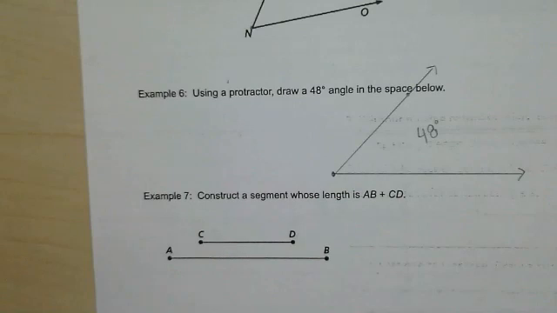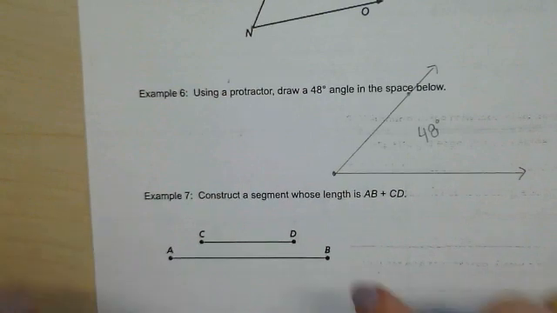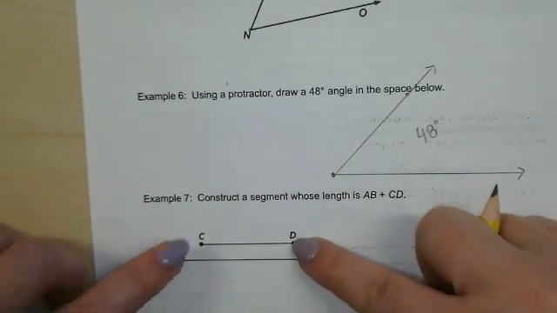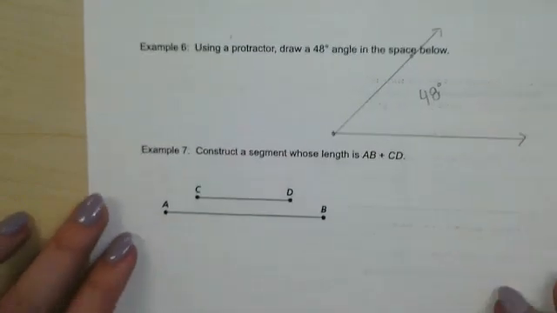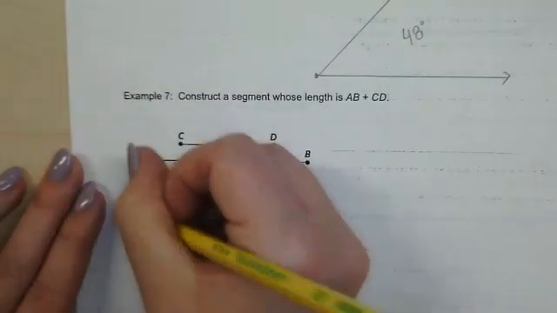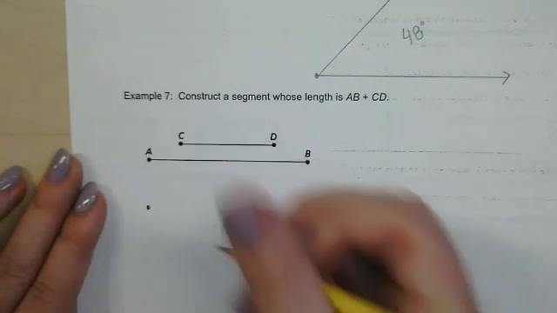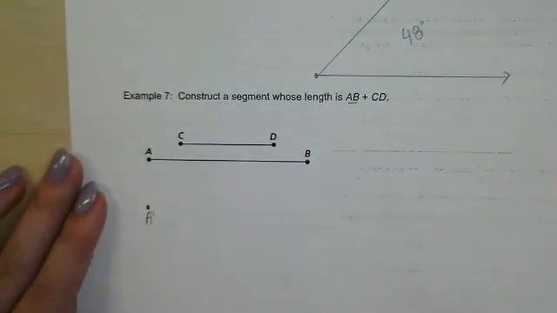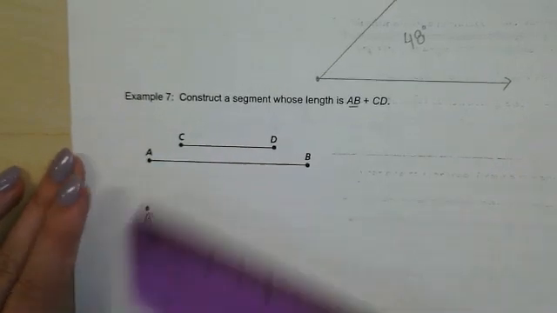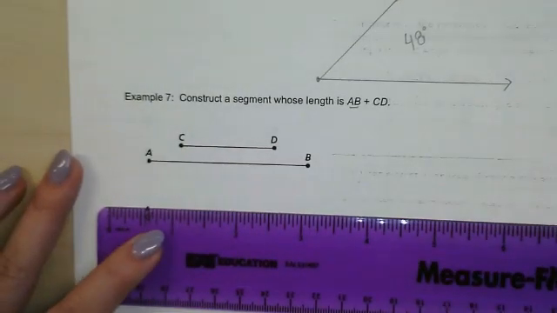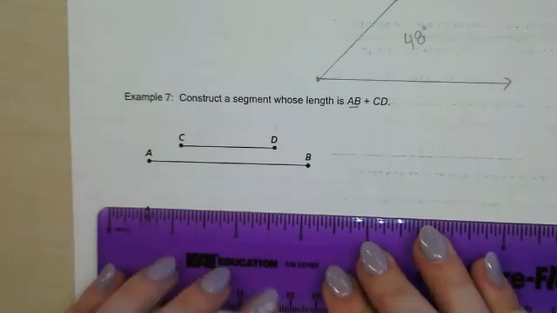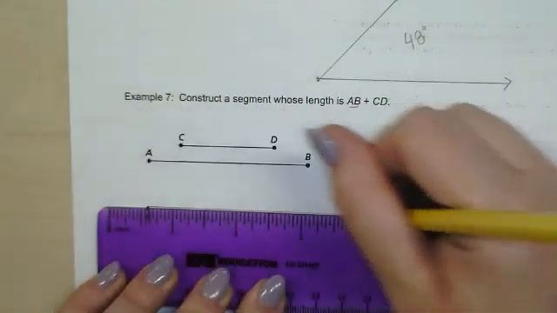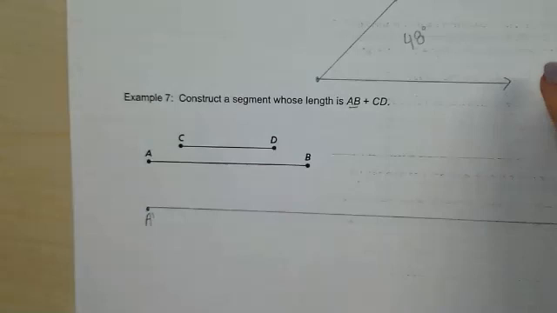Okay, then example number 7 says construct a segment whose length is AB plus CD. So it should be the length of this with this added on. So remember, our rules for that, where we start with some free points. I'm listing AB first, so I'm going to call this point A prime. And then remember, we take our ruler and we draw a segment that's much longer than we're going to need it to be. Draw myself a really long segment here.